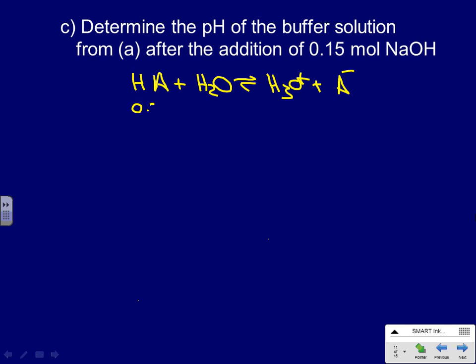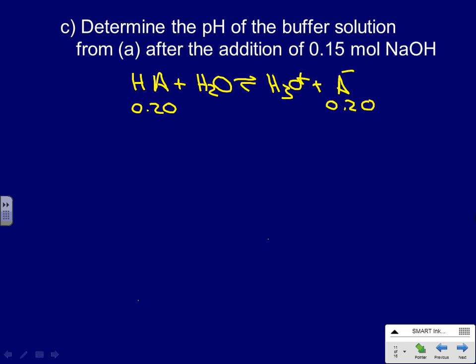Again, I'm starting with 0.20, as stated in the first part of the question. What's the addition of the NaOH going to do to my concentrations? What's the base going to do? Yep, Ben? It might. It could take an H from the H3O plus. You can consider it that way. That would cause this to drop, and then you would get a shift to the right.